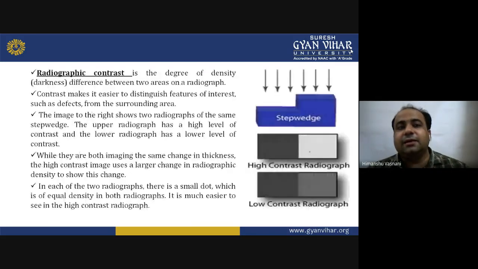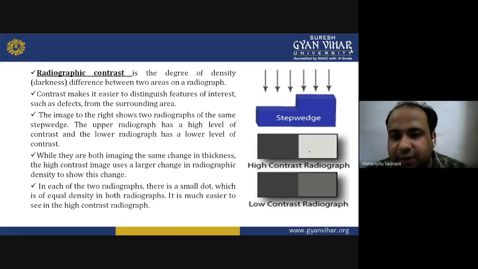Okay, like what is radiographic contrast? Now we will discuss. Radiographic contrast is the degree of density difference between two areas on a radiograph. Contrast makes it easier to distinguish features of interest such as defects from the surrounding area.